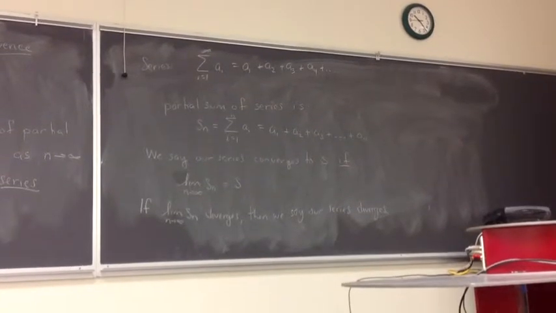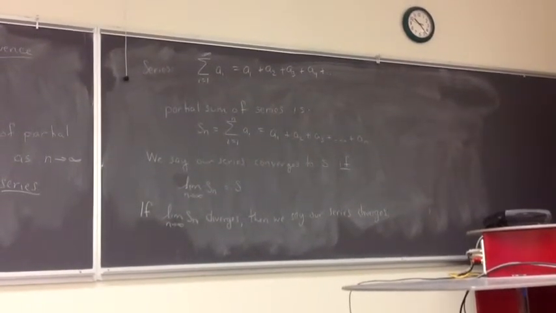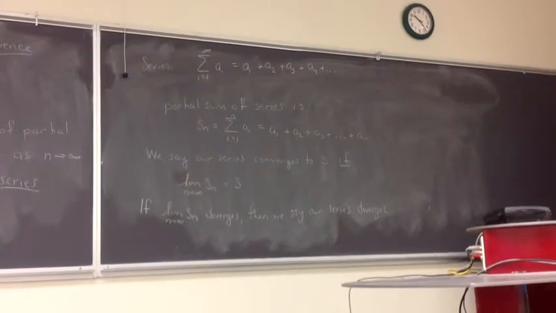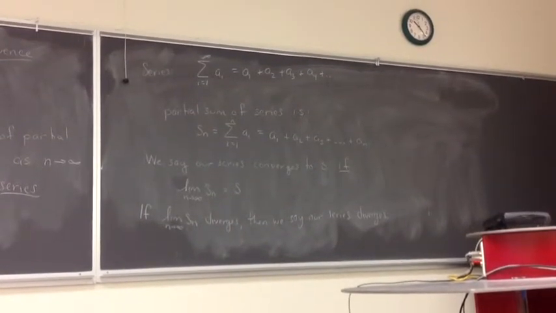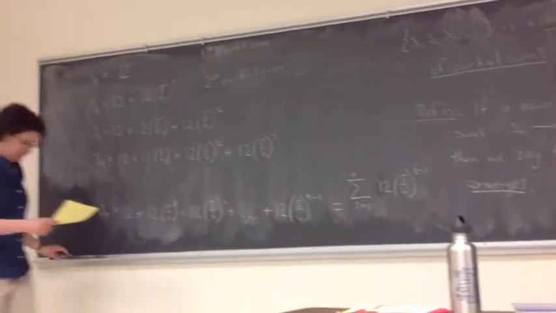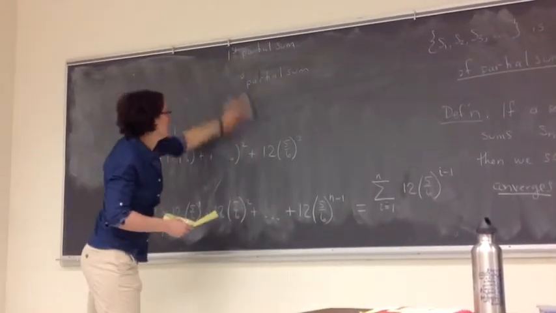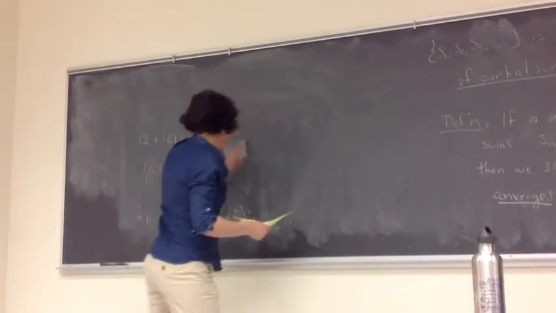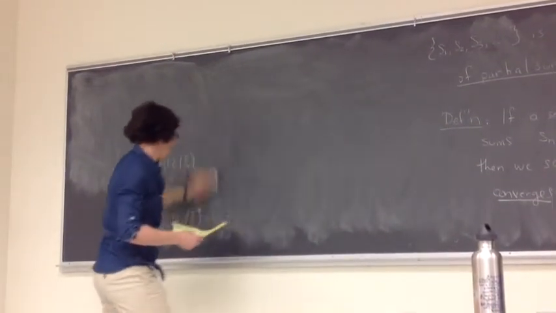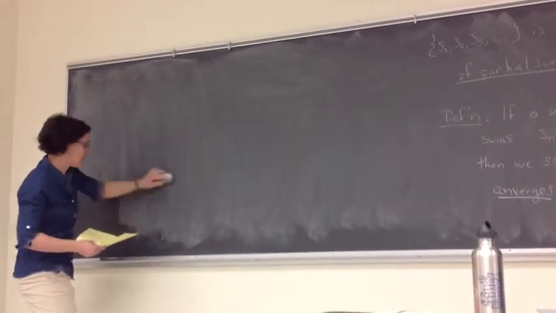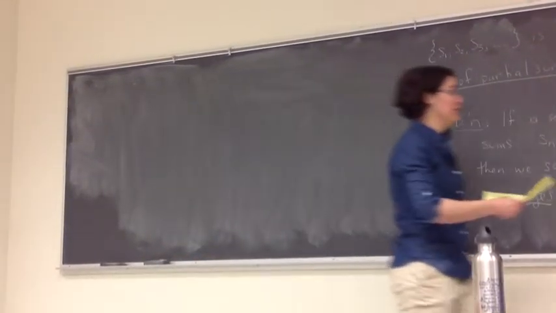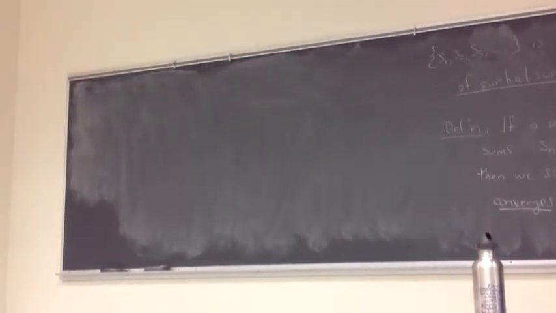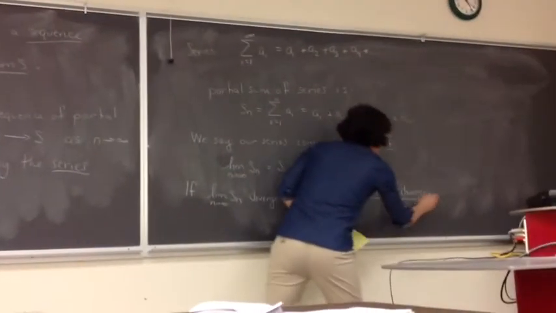All right, so when we want to add up a bunch of numbers, we're starting with the first term, and then we're looking at the first plus the second term, and then the first plus the second plus the third term. And we're seeing what happens to this list. As n goes to infinity, what is happening to this list of terms? If our sequence of partial sums converges to a number, then our series converges. And if our sequence of partial sums does not converge to a number, if our sequence of partial sums diverges, then we say our series diverges.